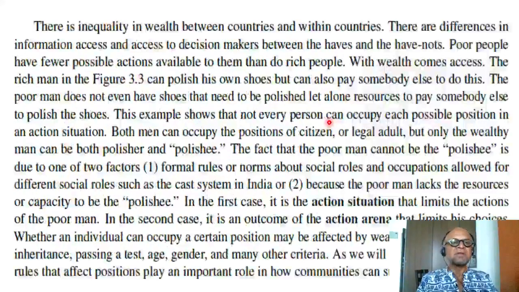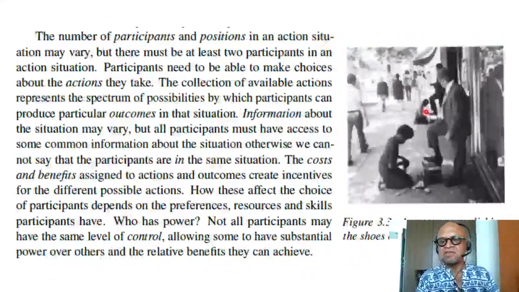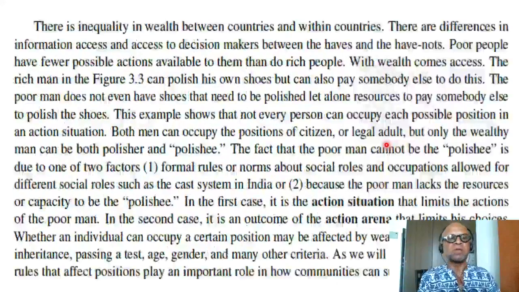Okay, let's read a bit more about this. There is inequality in wealth between countries and within countries. So in the shoeshine boy's case, obviously there is a difference in wealth, and this person has certain wealth and position over this shoeshine boy. There are differences in information access and access to decision makers between the haves and have-nots. Poor people have fewer possible actions available to them than do rich people. With wealth comes access, right? Information is poverty. Everybody thinks money defines poverty, but often lack of information is serious poverty as well.